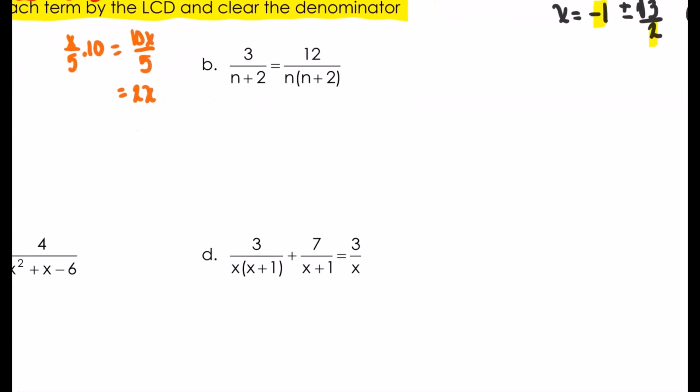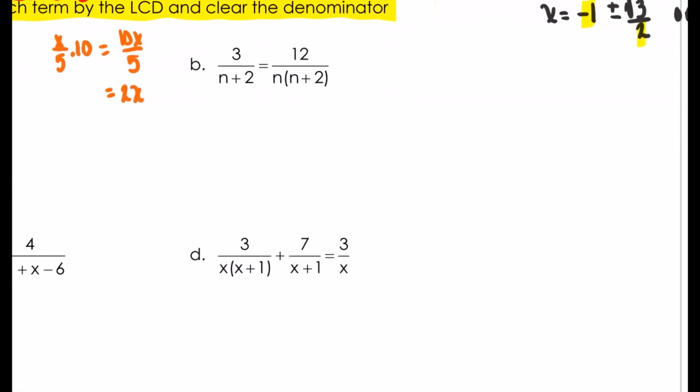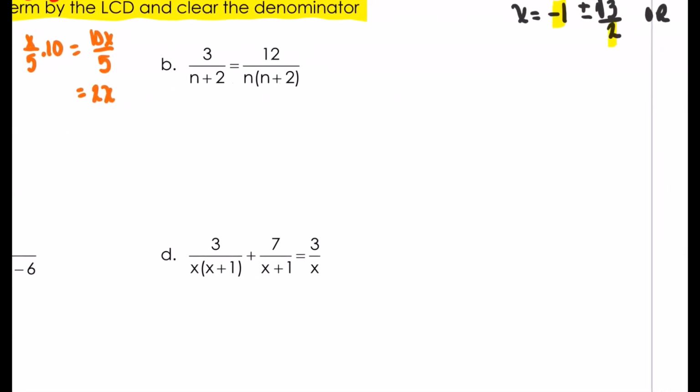All right, looking at example B here, I've got 3 over n plus 2 is equal to 12 over n plus 2. Now this one is a little bit different than the last one. The variables are in the denominator, but notice that there's one fraction on the left side and only one single fraction on the right-hand side. So this is actually a proportion. Proportions can always be solved using cross products.